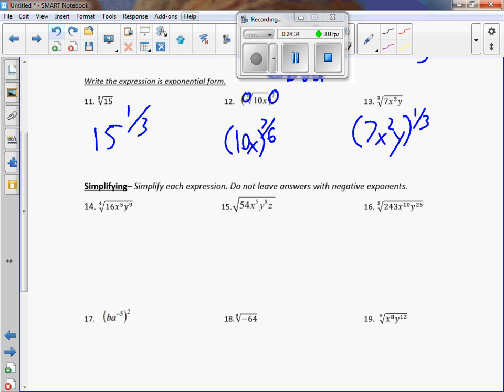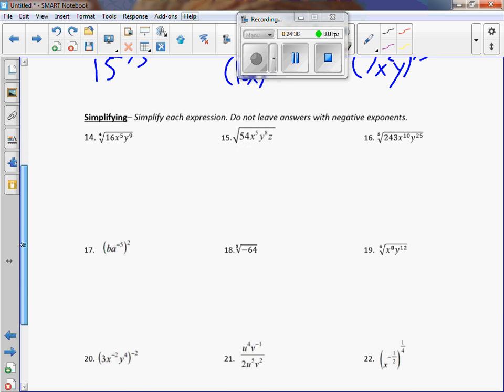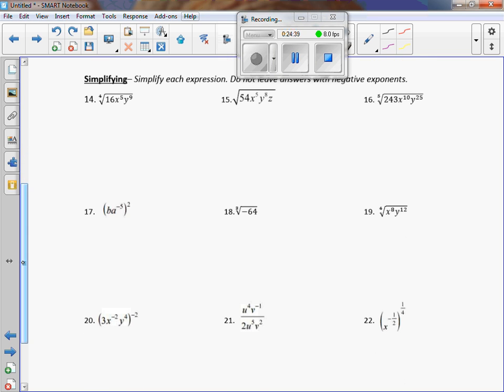Number 14, 15, and 16. These are a little bit tricky. So here's how we do that. We have 4th root of 16, x to the 5th, y to the 9th. If I see a bunch of terms under the radical, the first thing I'm going to do is separate them.